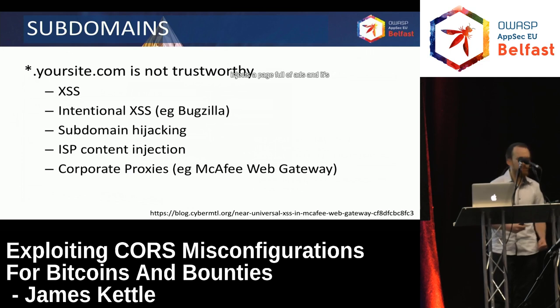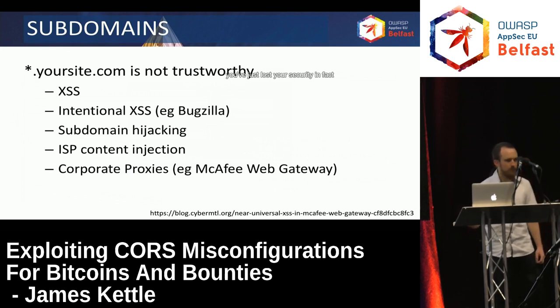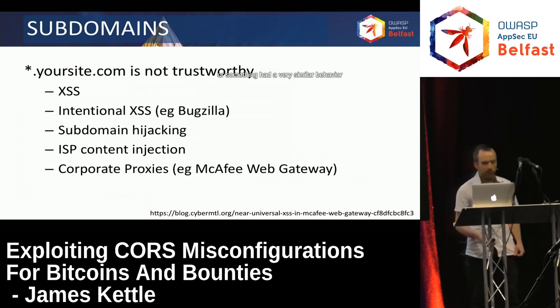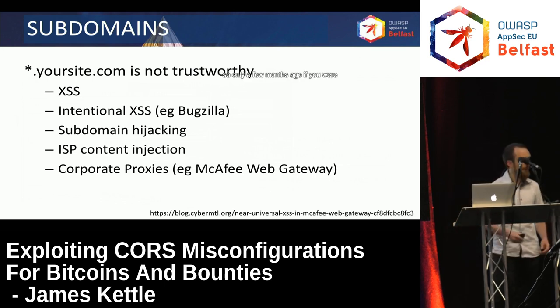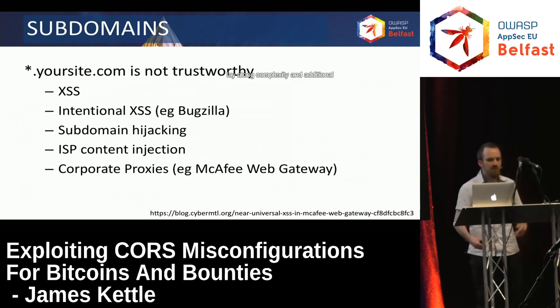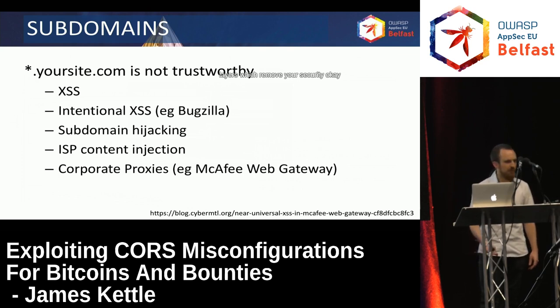The ISP injects a page full of ads, and it's vulnerable to JavaScript injection, and you've just lost your security. In fact, recently, someone found that McAfee Web Gateway, which is something designed to make your enterprise users more secure, had a very similar behavior. Only a few months ago, if you were using McAfee Web Gateway, this was introducing a cross-site scripting vulnerability into the page it showed for every domain name that didn't resolve. This is quite a good example of how adding security mechanisms can introduce vulnerabilities. If you just layer on complexity and additional layers, you'll get interactions between layers which remove your security.